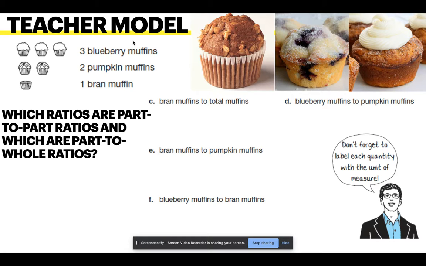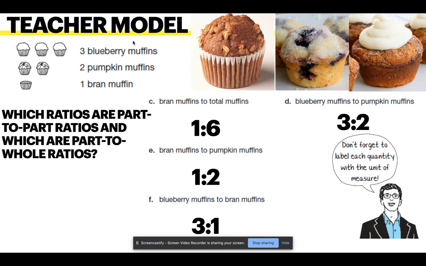All right. So bran muffins to total muffins. I know that there is only 1 bran muffin and there are 6 total muffins. Okay, got it. Blueberry muffins to pumpkin muffins. There are 3 blueberry muffins and there are 2 pumpkin muffins. So it's going to be a 3-to-2 ratio. Got it. All right. Bran muffins to pumpkin muffins. There's 1 bran muffin and there are 2 pumpkin muffins, a 1-to-2 ratio. And then blueberry muffins to bran muffins. Blueberry is 3-to-1 bran muffin. All right, so I have C through F complete.